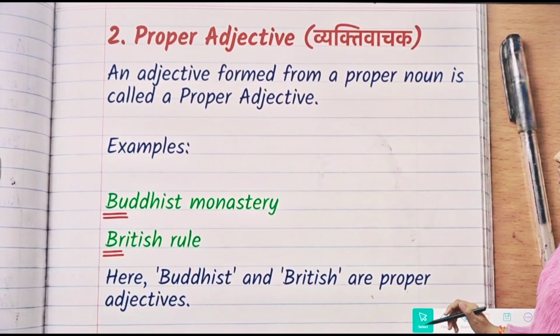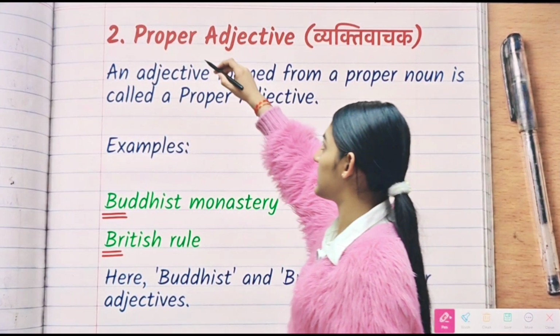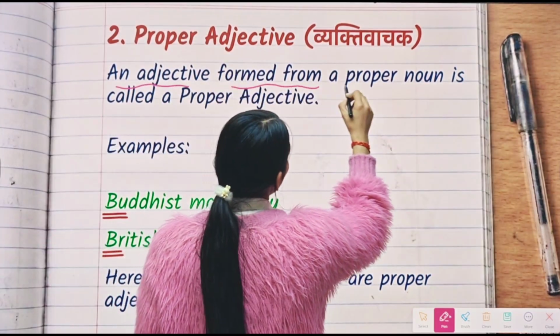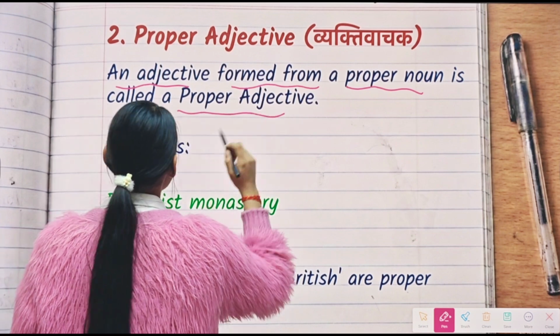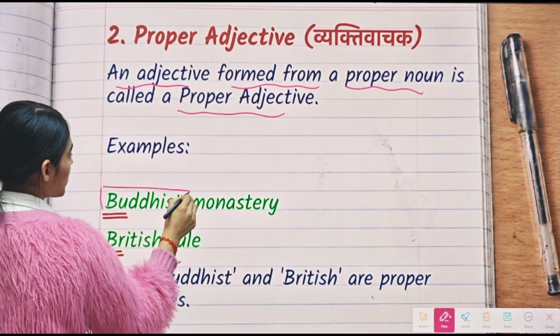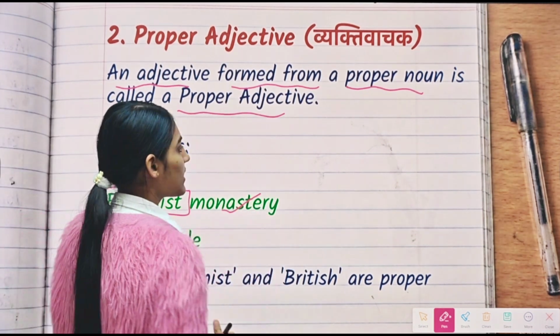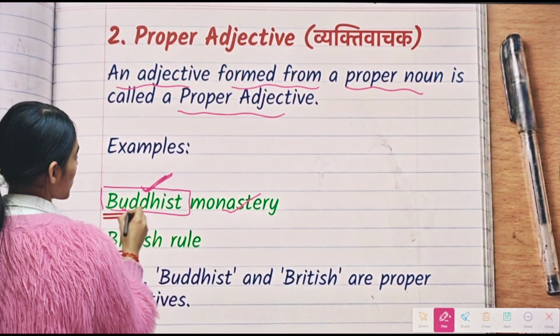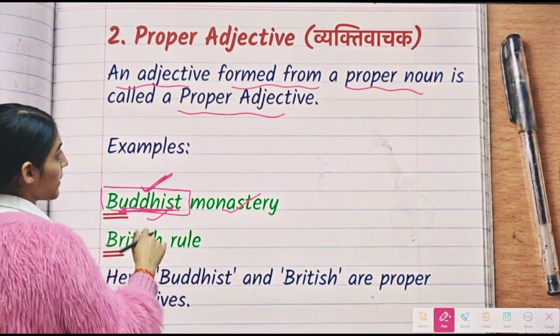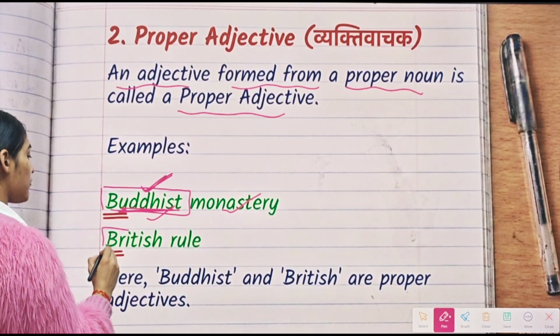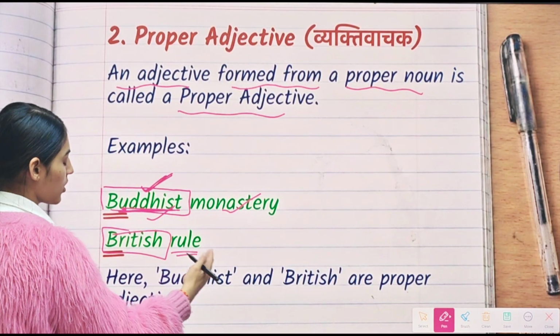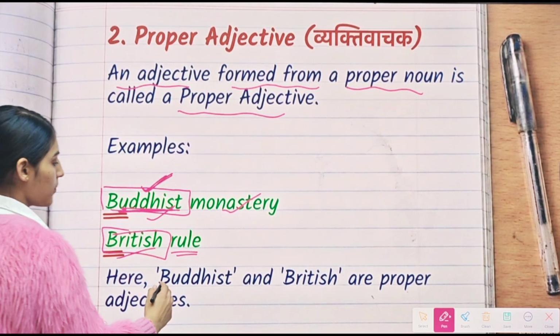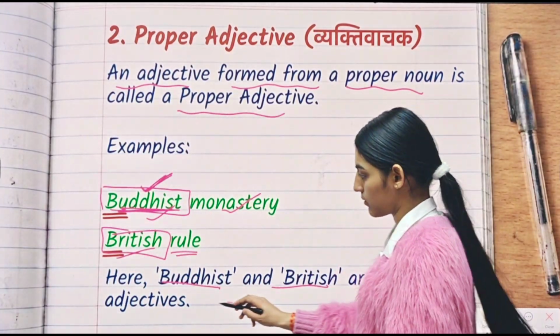Now moving on to the second one, proper adjective. An adjective formed from a proper noun is called a proper adjective. Let's see the example: Buddhist monastery. There are a lot of monasteries, but if you are specifying one monastery, it is Buddhist monastery. So here Buddhist is a proper adjective. Then we have British rule. Similarly, there can be lots of rules. So Buddhist and British are proper adjectives.